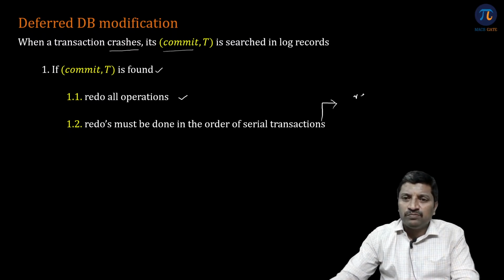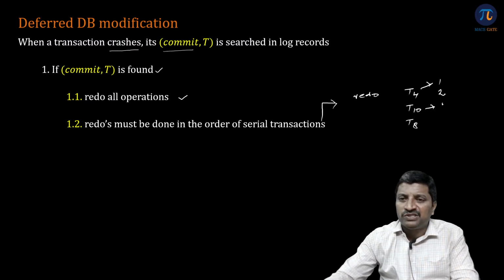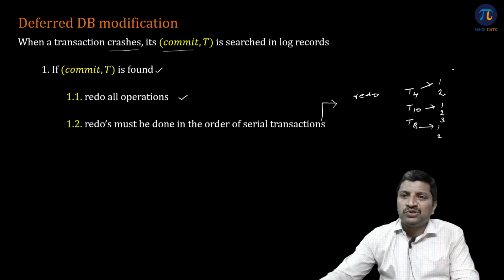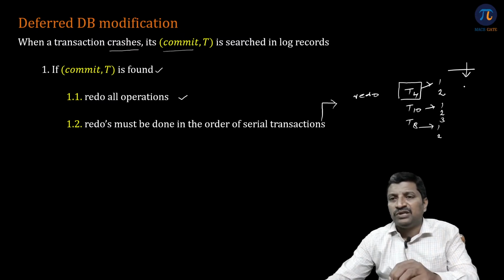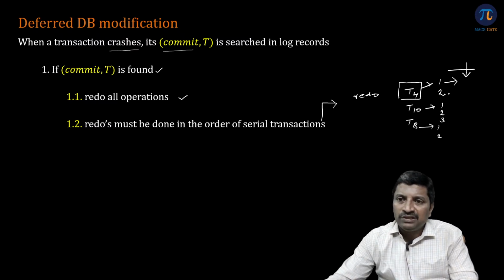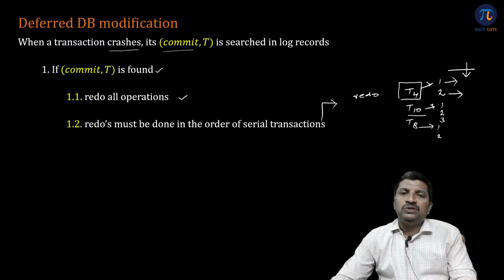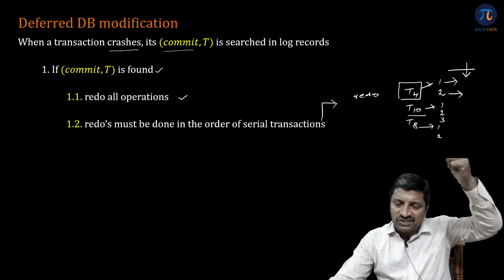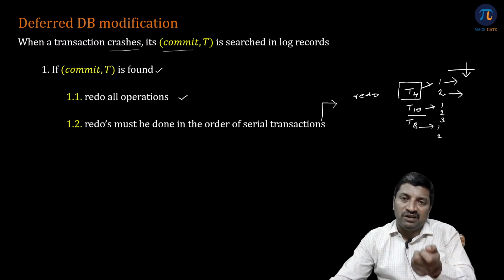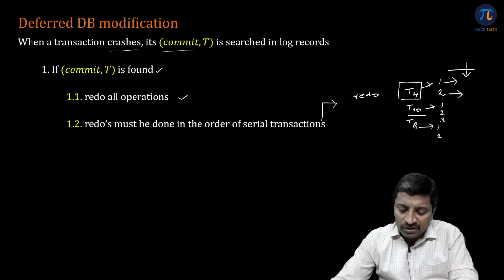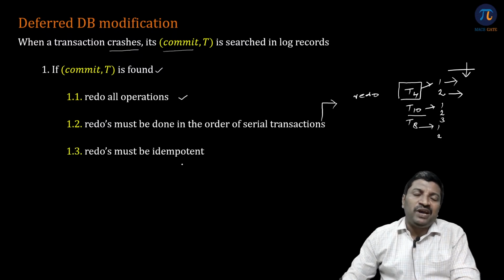Whenever I want to redo, suppose I have some transactions T4, T10, T8, in which again I have some operations. Here I am having 3 operations, here I am having 2 operations. I need to start from the beginning, sir. That means first I need to start T4. Even in T4, I need to start the first operation, then the second operation, then go to the next one. So I need to do the operations in the same sequential order, whatever we are having initially, whenever we are doing redo. Redos must be idempotent.